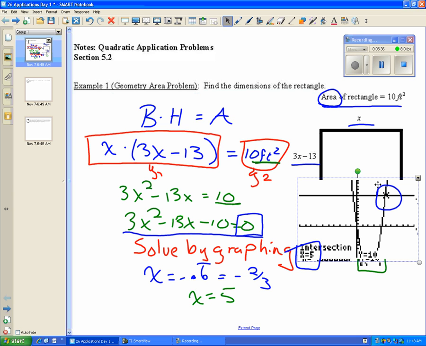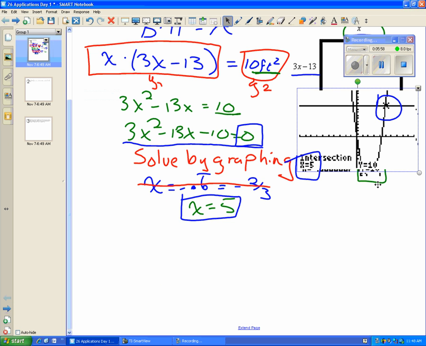I'm looking at lengths. So x equals negative 2/3 does not make sense, because 2/3 can't be a length. Of my two solutions, x equals negative 2/3 doesn't work because it's a negative number. So my answer is going to be x is equal to 5. Now that's not my final answer because it actually asks for the length of the two sides, my dimensions.